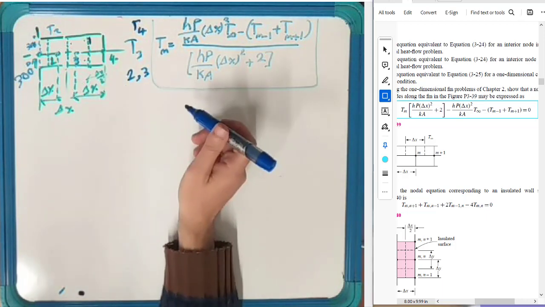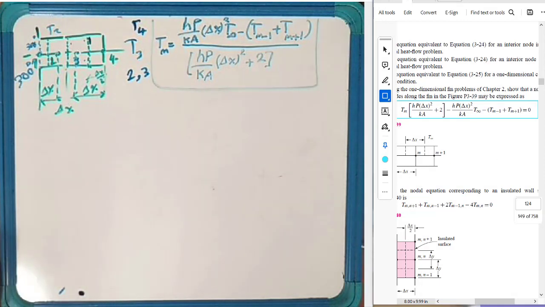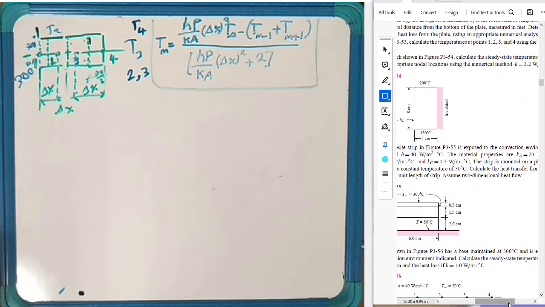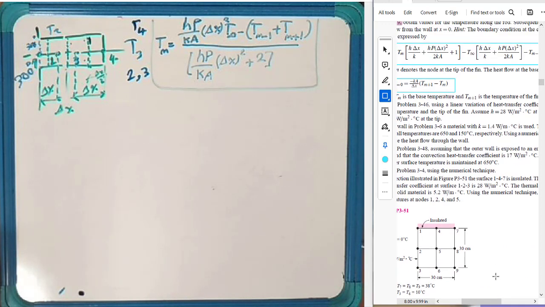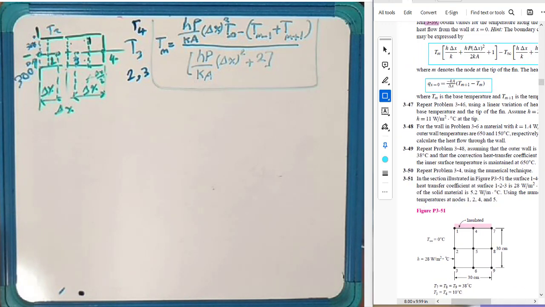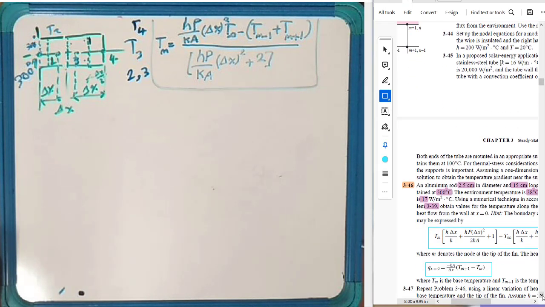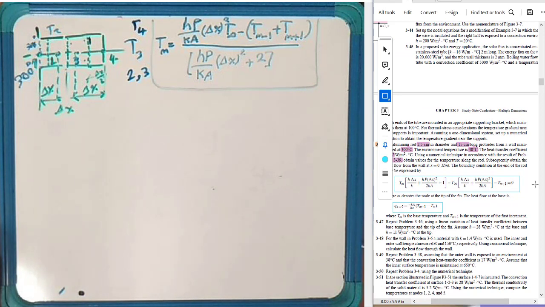But how about number 4? We want to derive it here, and the final result will be this equation from problem number 46. In this section 1, I want to derive this equation. Let's get started.